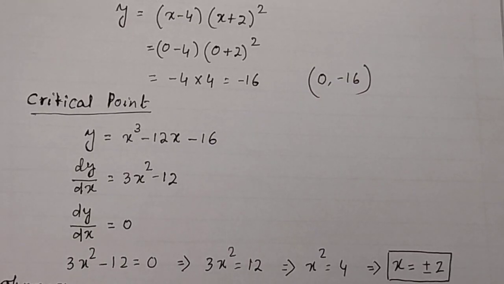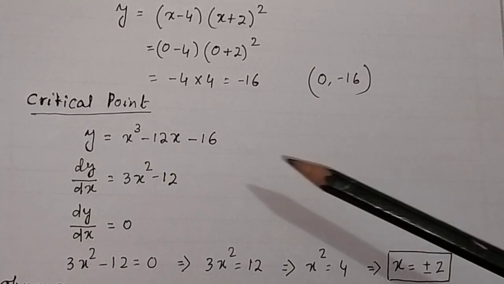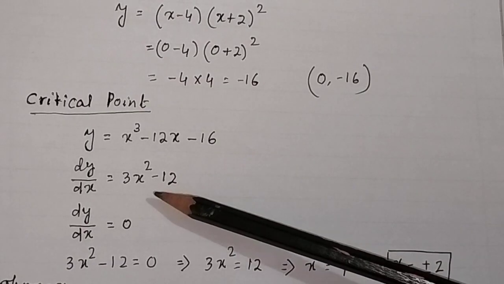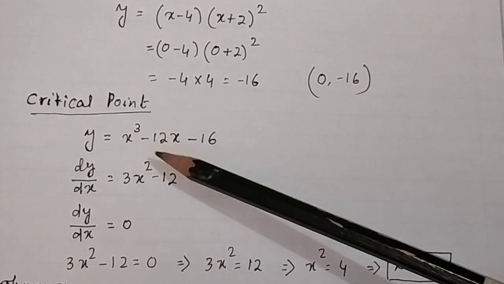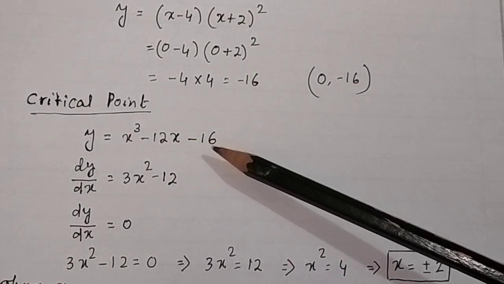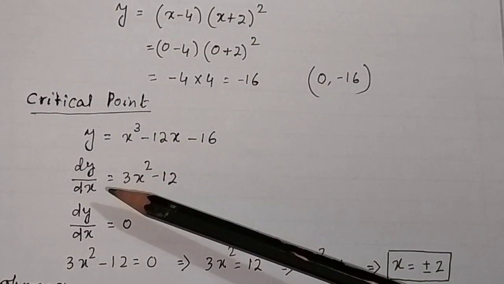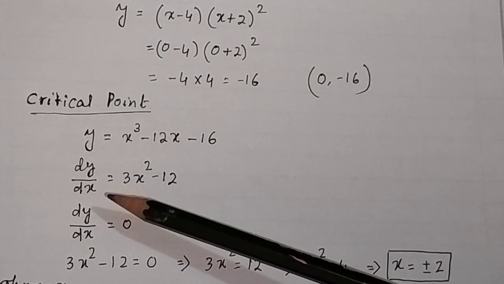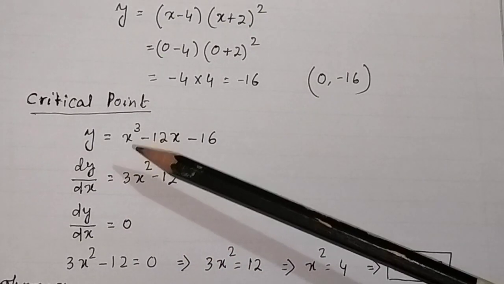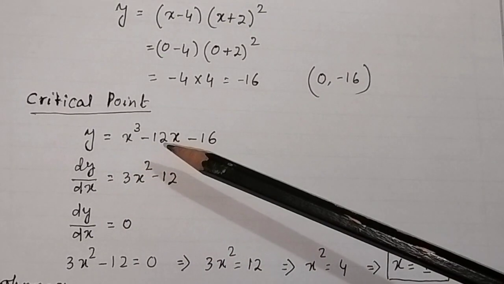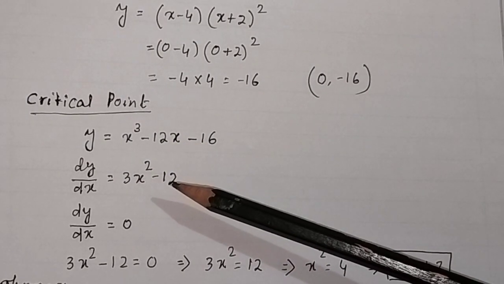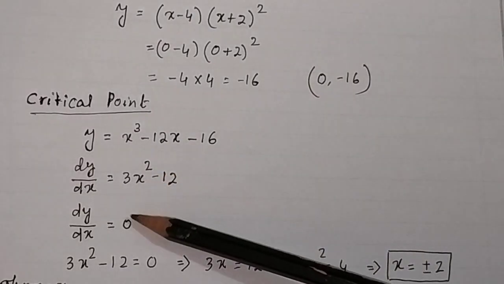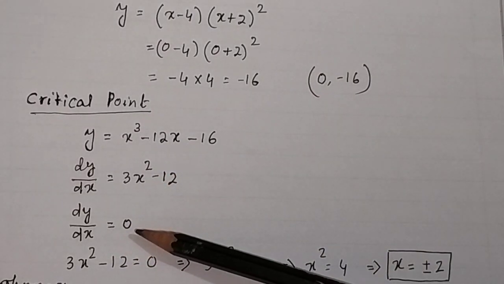Then we will find out the critical points. For critical point, the first derivative of the function is equal to 0. The given function is y equal to x cube minus 12x minus 16. So the first derivative of the function with respect to x, for x cube it is 3x square, for 12x it is 12, so 3x square minus 12. And for the critical point, we know the first derivative is equal to 0.